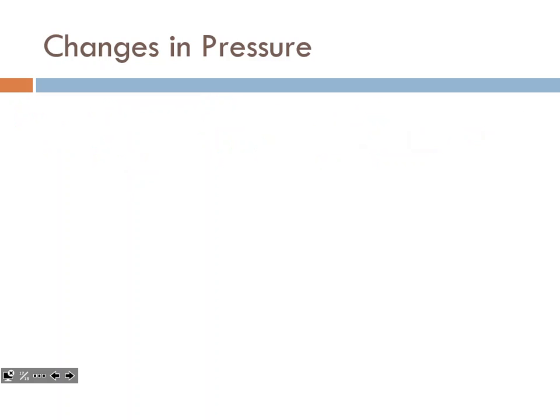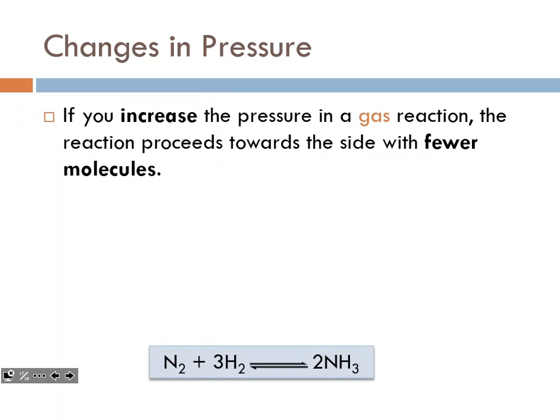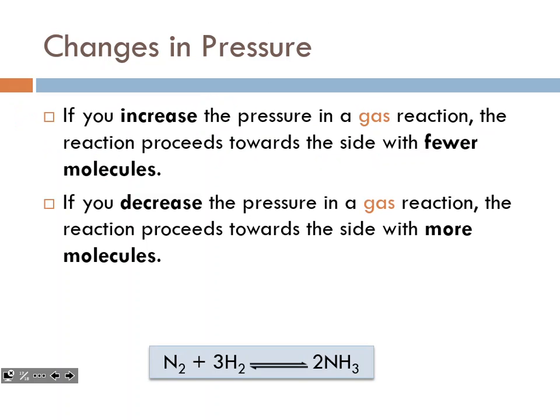Now pressure, this is new. If you increase the pressure of a gas, the reaction proceeds to the side with fewer moles. Now it says molecules, but I like moles better, because you're looking at the number of moles in the reaction. If you decrease the pressure of a gas, the reaction proceeds toward the side with more moles. So just go with moles here.